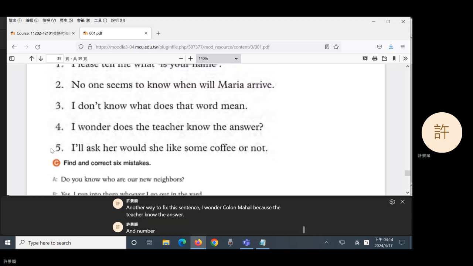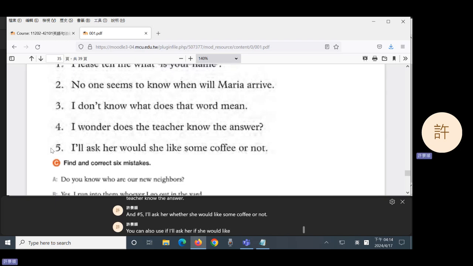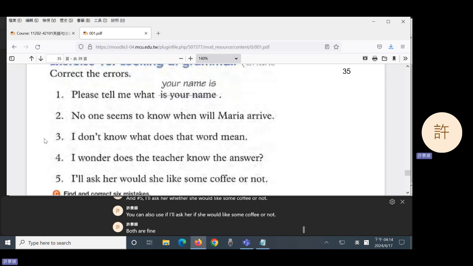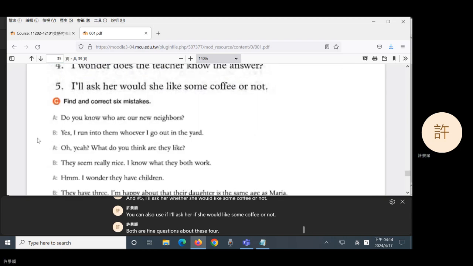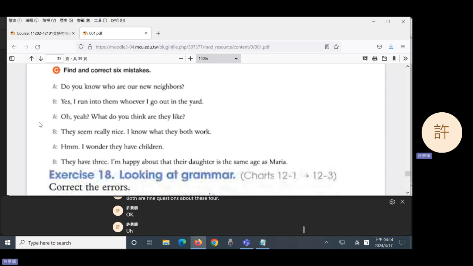And number five: I'll ask her whether she would like some coffee or not. You can also use "if." I'll ask her if she would like some coffee or not. Both are fine. Questions about these four? Okay. Next, there are six mistakes. It looks like also they're all about noun clauses, so I'll give you another 2 minutes.